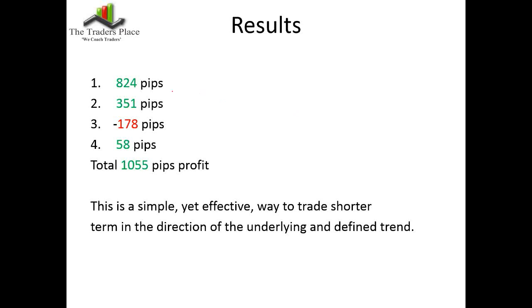The results for those 4 trades: the first trade was 800 pips, second trade was 350, the third trade was a loser, 178 points, and then the fourth trade only gave us 58 pips profit. That's before costs. You can just add in your costs over there. So the total for that little session, that's from December last year, is 1,000 pips profit. I'm quite happy to do that over and over again every year on different currency pairs.